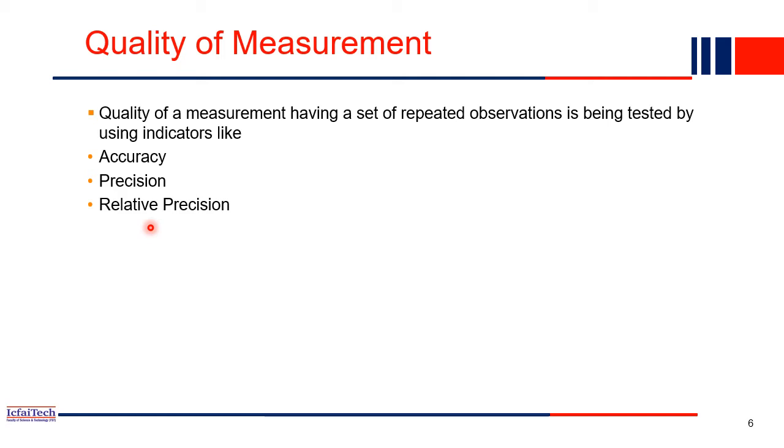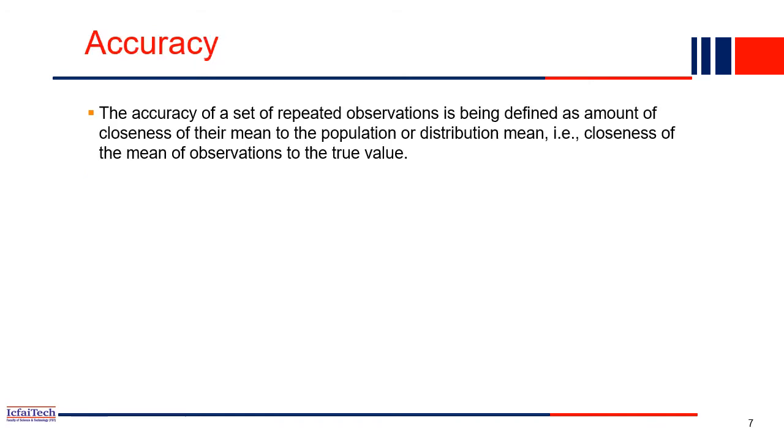If it is less than that quality of measurement, then we should discard the reading and we have to take a new reading. So now we'll see one by one each parameter here: accuracy, precision, and relative precision.